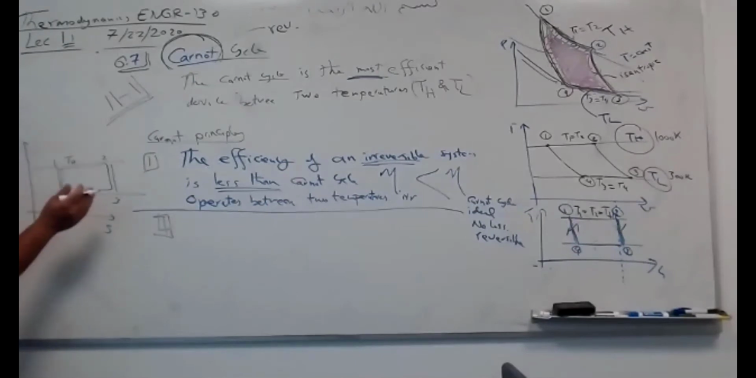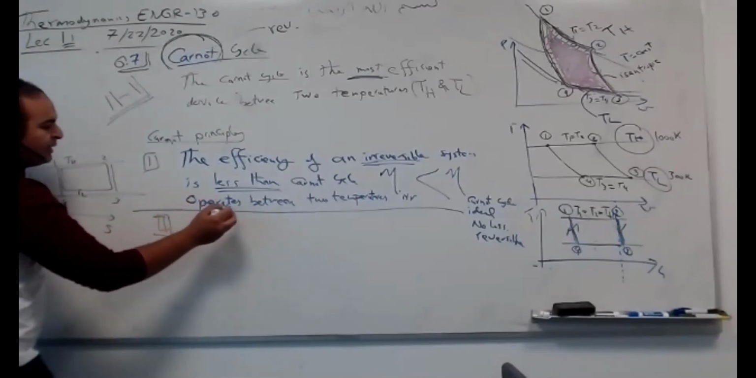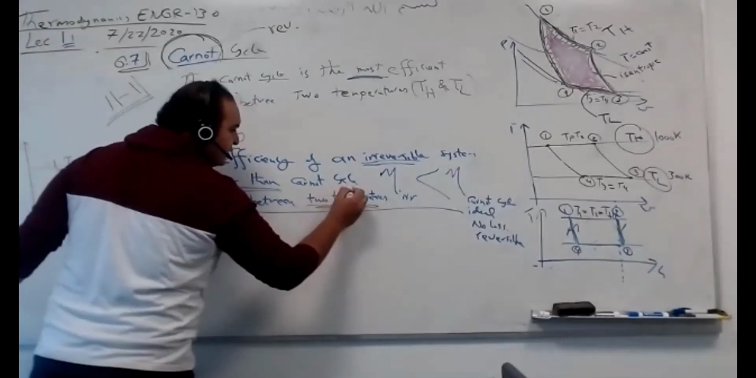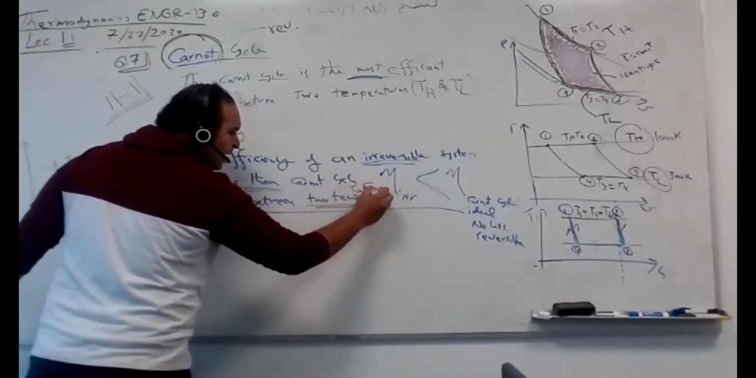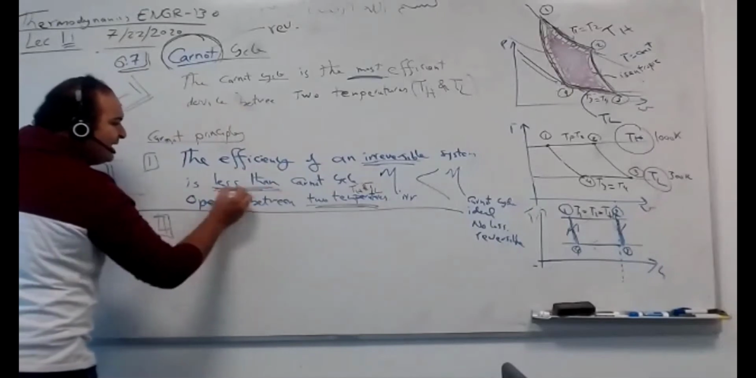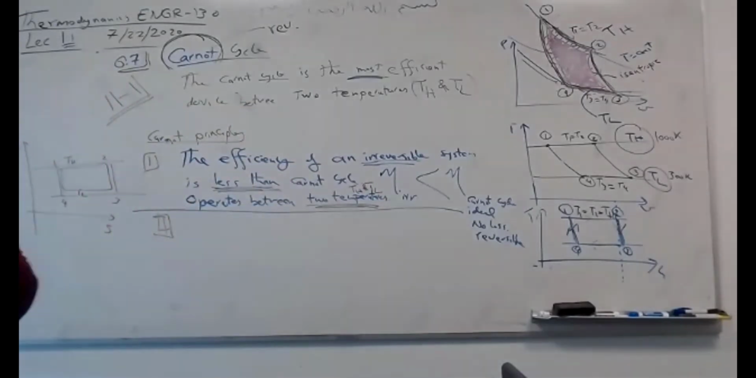But if you have another temperature, you can get bigger. But if it operates between only two temperatures, T high and T low, the efficiency must be less than the Carnot cycle, the most efficient cycle ever. Carnot is a reversible cycle. Reversible means the most efficient cycle.